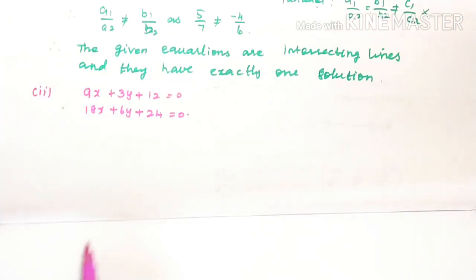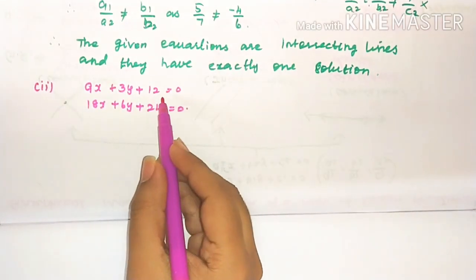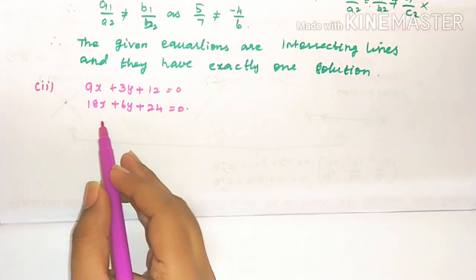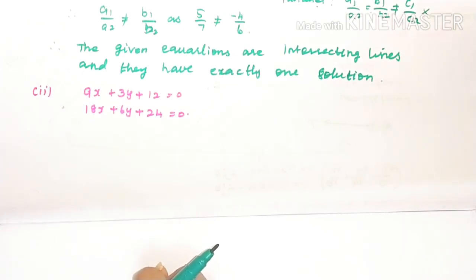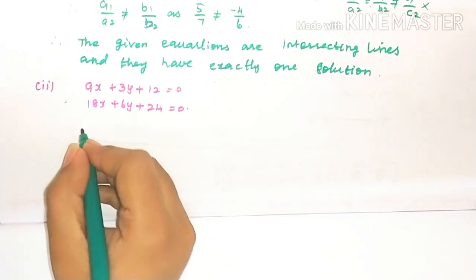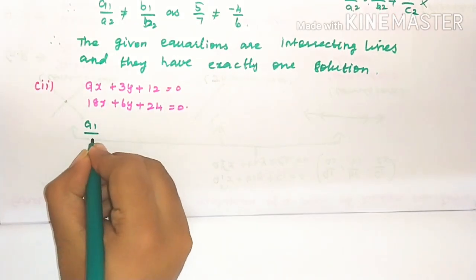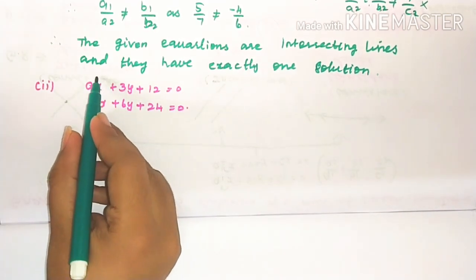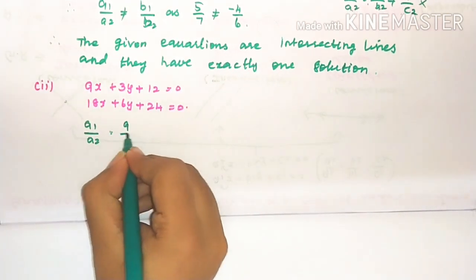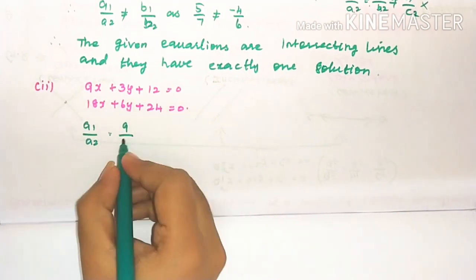Second question, 9x plus 3y plus 12 equal to 0 and 18x plus 6y plus 24 equal to 0. So here also we have to compare the coefficients. Then we have to check whether it is infinitely many solutions, a unique solution, or parallel. So directly I am writing a1 divided by a2. a1 by a2 means the coefficient of x. Here the coefficient of x is 9 and in the denominator the coefficient of x is 18.